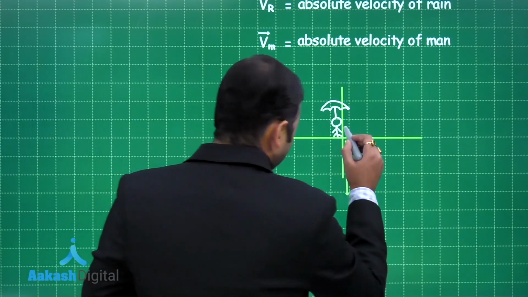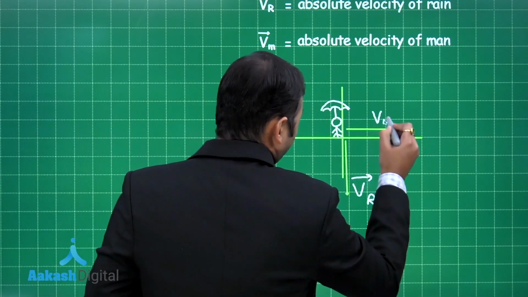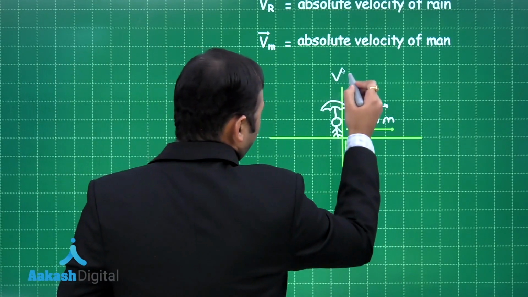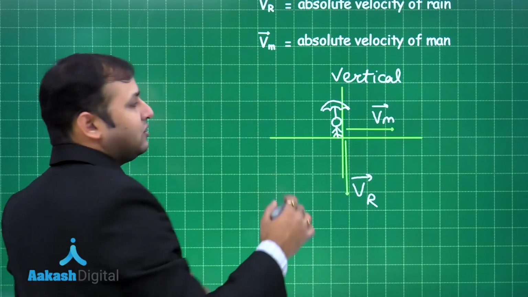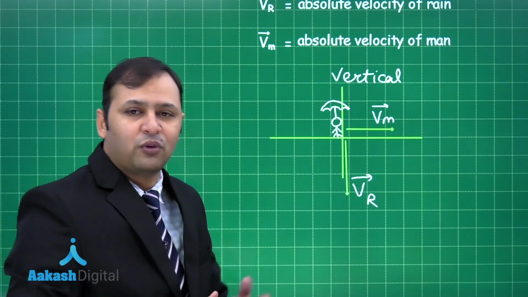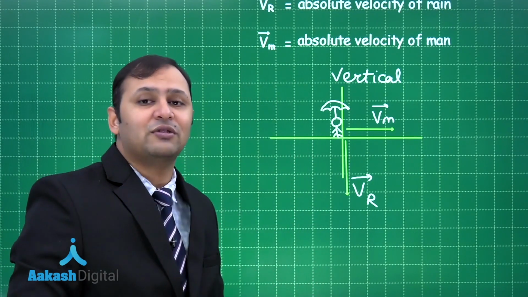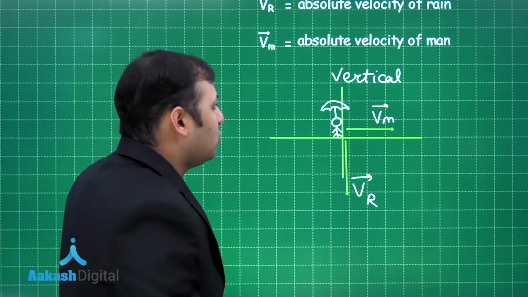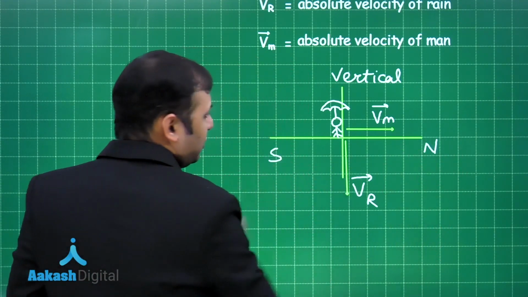Let's mark it as this. So this will be represented as VM, that is the velocity of man, which is towards this direction. And remember, this is vertical. Many a time students think that this is north, this is south, east and west. No friends, the raindrops fall from sky to ground and that is vertical. This is not related with north and south. North and south can be on a horizontal plane. So suppose the person starts running along, let's say north, and this is south.